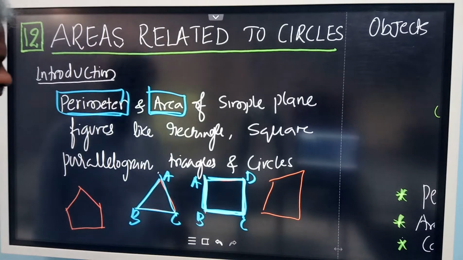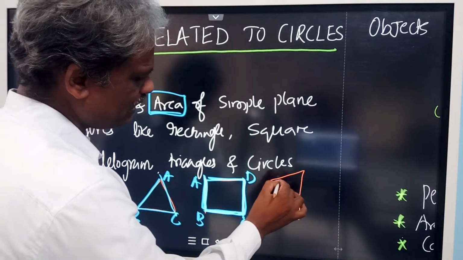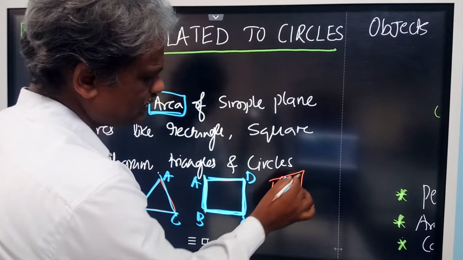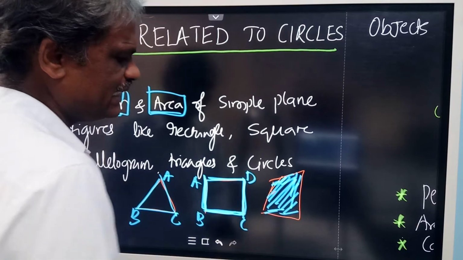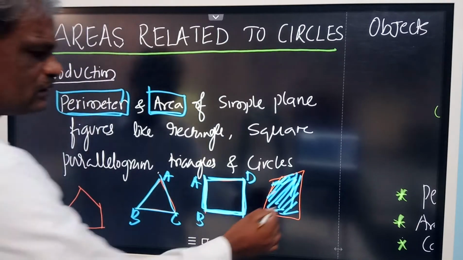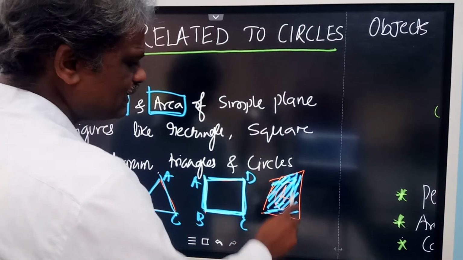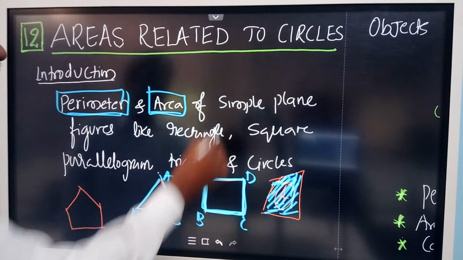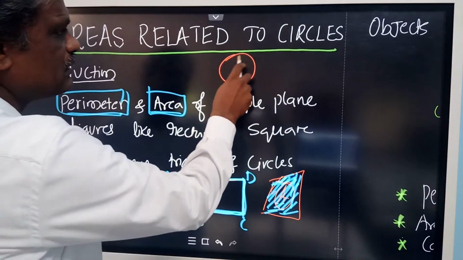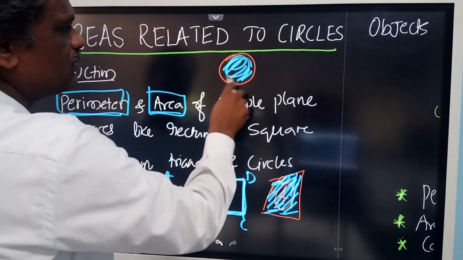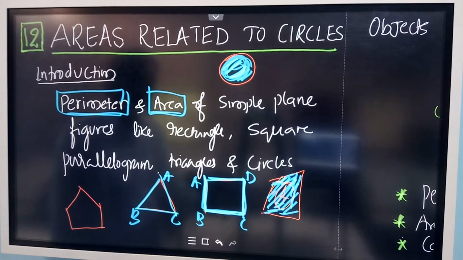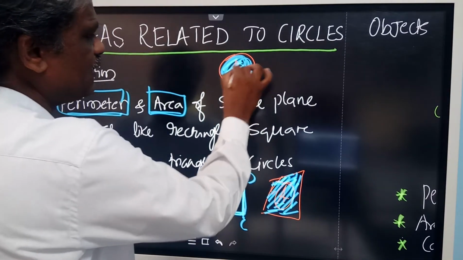What does area mean? The region occupied, the region covered by this plane figure. This region which is enclosed by the sides of this closed figure is called area. How much region is covered on this plane? A circle covers this region. So the entire region inside this circle is called its area. We call this its area.